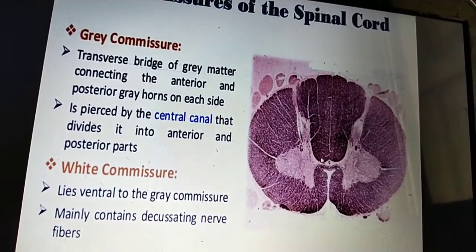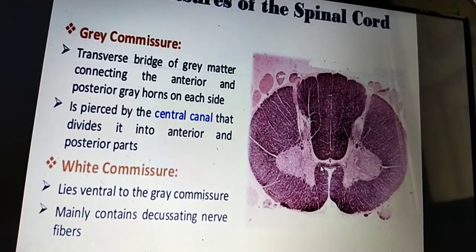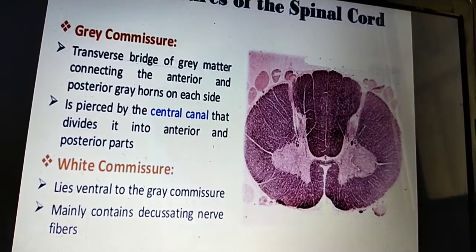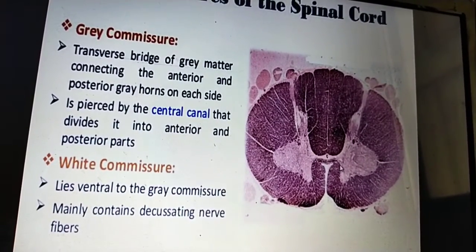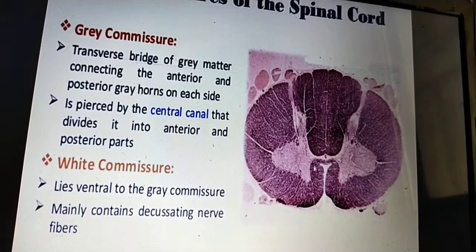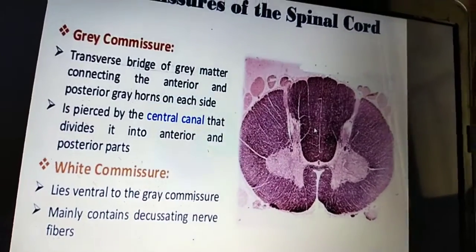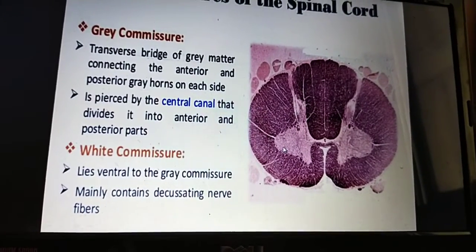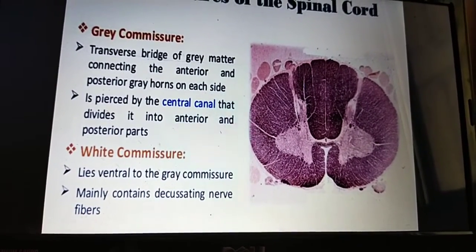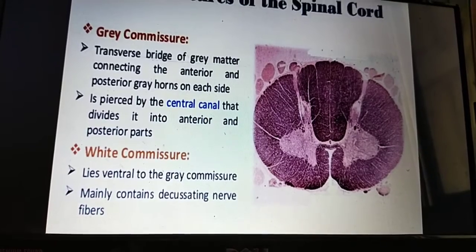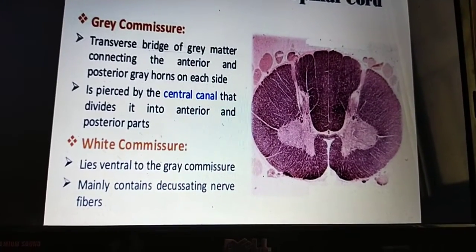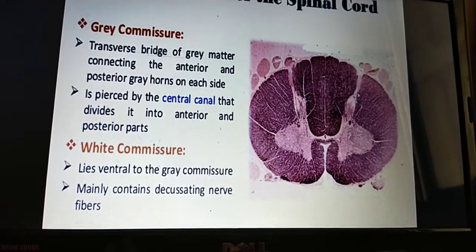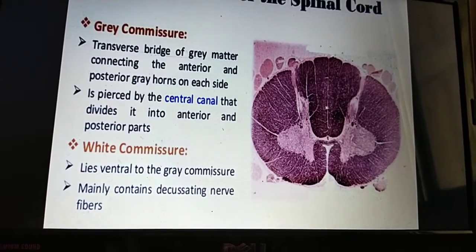This you can see as the gray commissure. This is the anterior part and this is the posterior part. It is the transverse bridge of gray matter connecting the anterior and posterior gray horns on each side. And now we can go for the white commissure. It lies ventral to the gray commissure and mainly contains decussating nerve fibers. Okay, this is the white commissure.